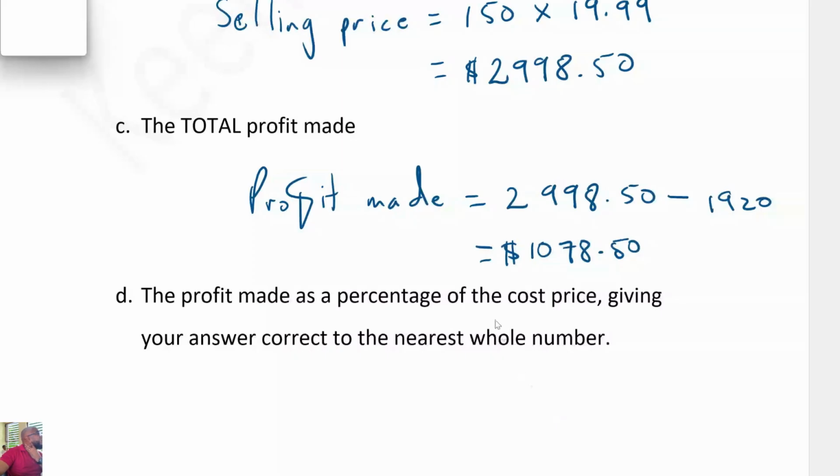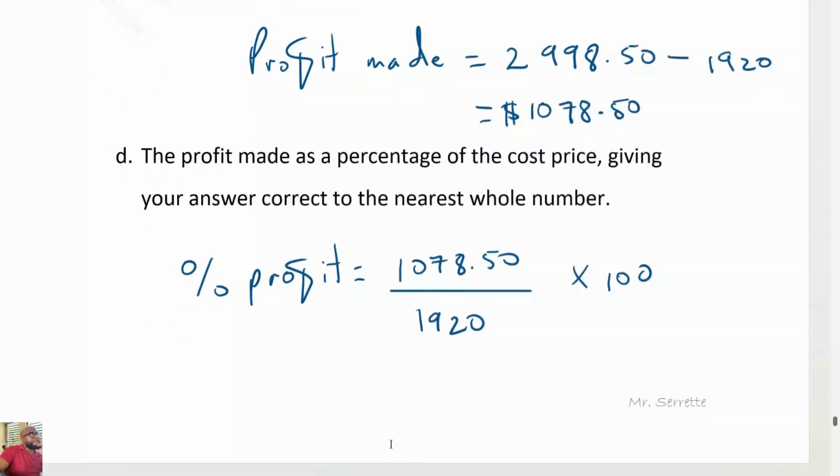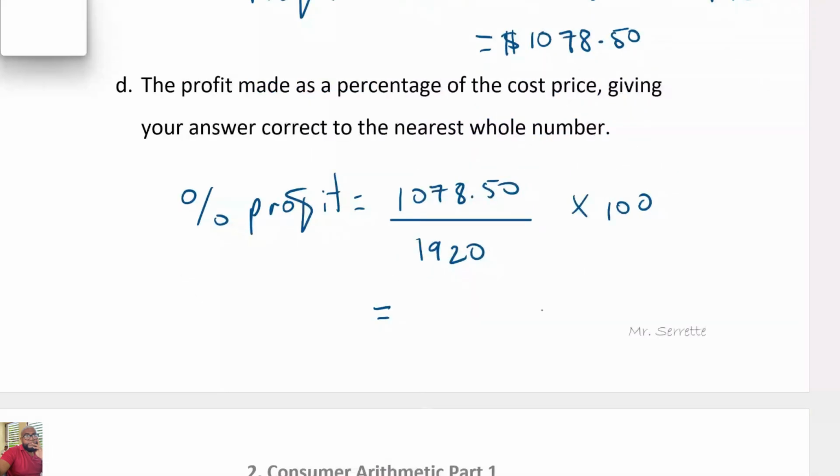You listen up. They want the profit made as a percentage of the cost price, giving your answer correct to the nearest whole number. Right? So they want the percentage profit. So your percentage profit would be the profit, which is 1,078.50 over the cost price, which was 1920, multiplied by 100. What would I get here? This will be equal to how much percent? They wanted the nearest whole number. So what is the number after the decimal point?